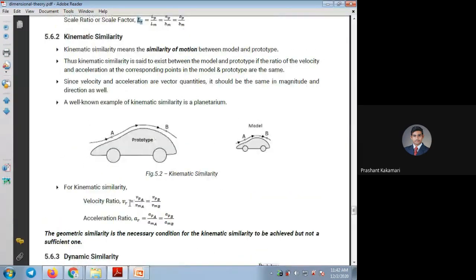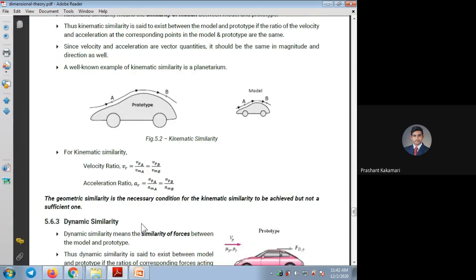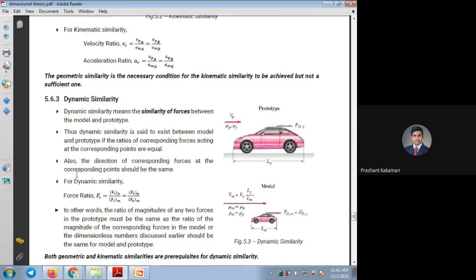So this ratio is called VR, the ratio between prototype and model. Acceleration ratio is called VR. So this you can just read and understand. The big challenge: the geometrical similarity is a necessary condition for kinematic similarity. If both are achieved, then you have to go for testing dynamic similarity.